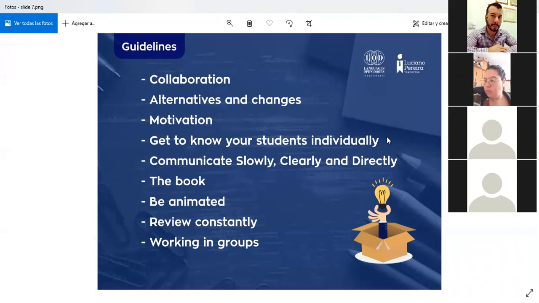Next point, communicate slowly, clearly, and directly. Well, when we are dealing with a beginner level especially, our sentences must be simple and short. Our activities or our requests at the beginning must be simple. In some cases, only at the beginning, you can use some Spanish, but later on, you will speak to your students only in English, okay?